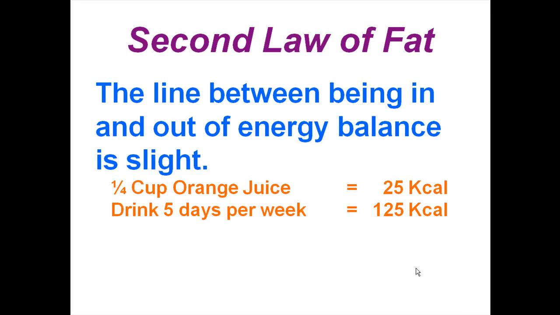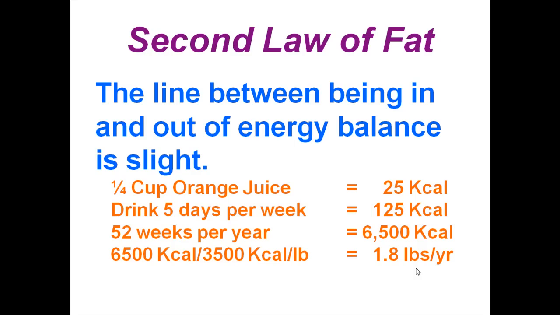If you drink that orange juice 5 days a week, that's 125 calories per week that you'd be adding. If you do that 52 weeks a year, then that's 6,500 calories extra that you've eaten that year. If you look at 3,500 calories per pound and do the math, you'd see that that's 1.8 pounds per year that you could gain just by drinking 1/4 cup of orange juice. So there is a fine line between being in or out of balance. And if you multiply that over 10 years, that's 18 pounds in 10 years. And then 20 years would be 36 pounds. And then it just goes up and up.